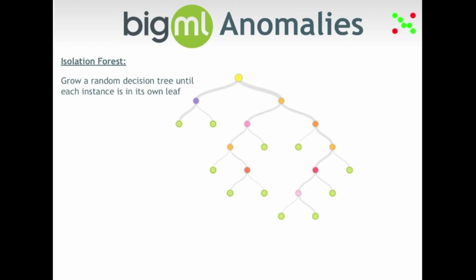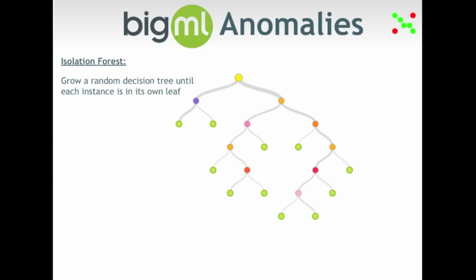We have implemented an algorithm known as an isolation forest. Here's a high-level explanation of how it works. First, we grow a random decision tree until each instance is in its own leaf. That is, we force the model to keep splitting until it has isolated all the data into separate nodes.